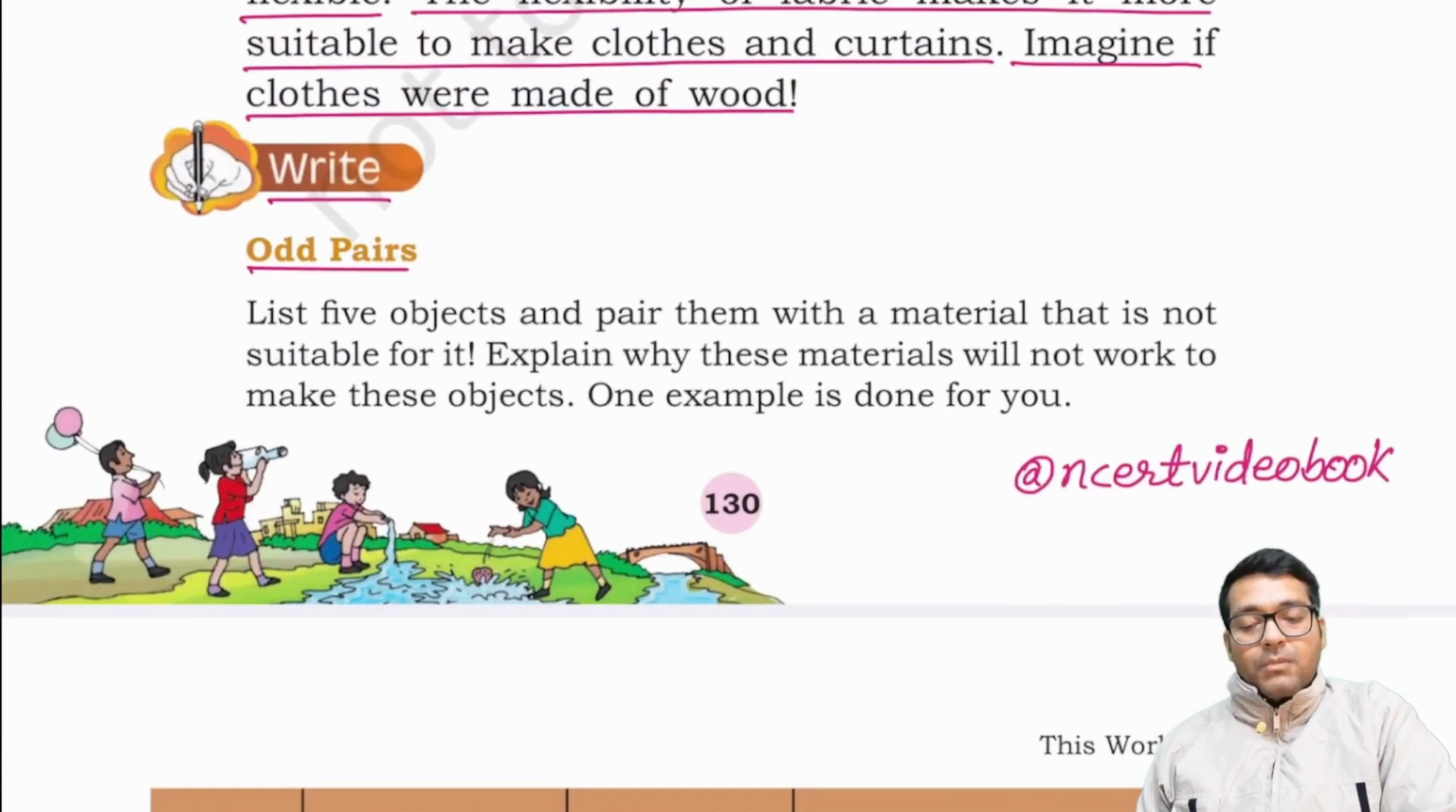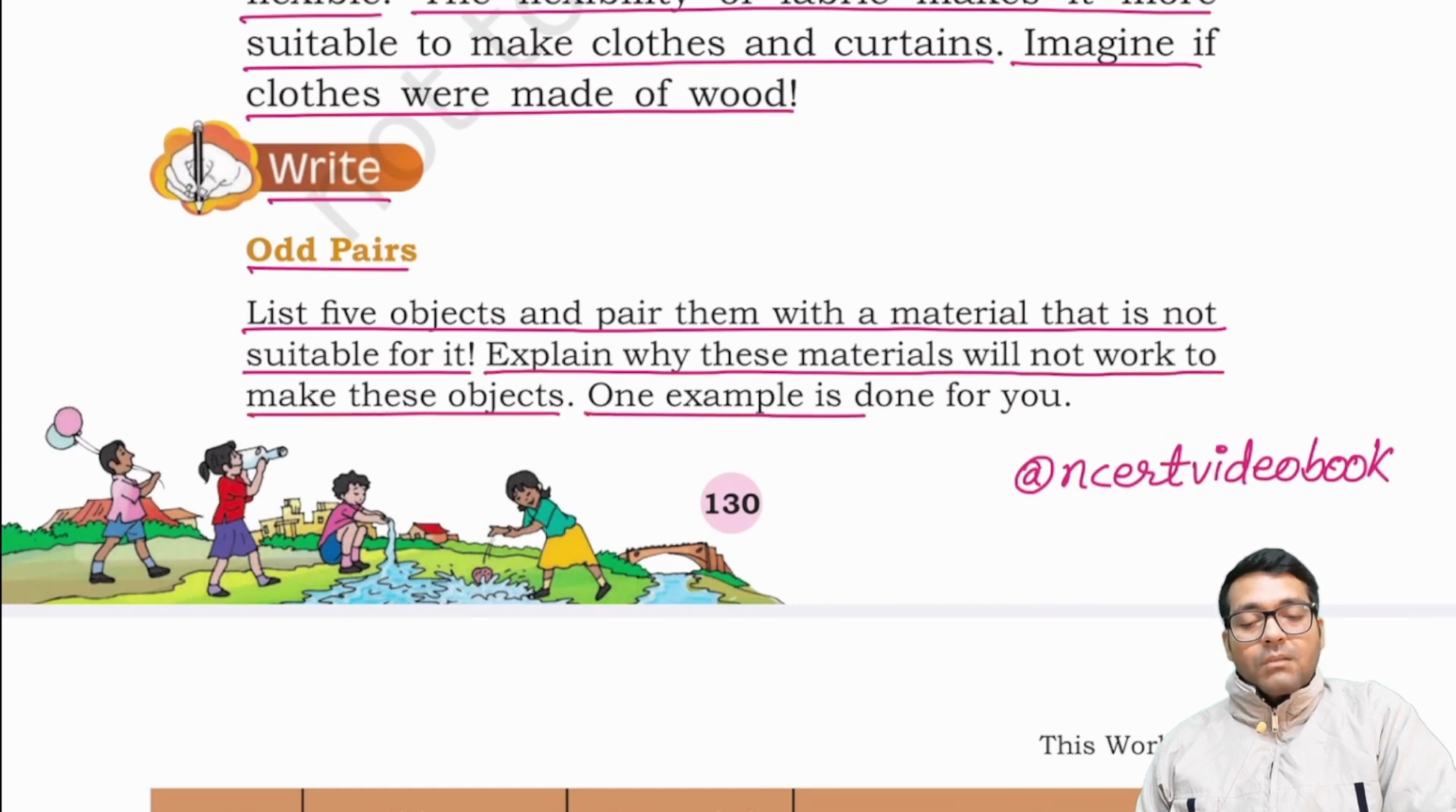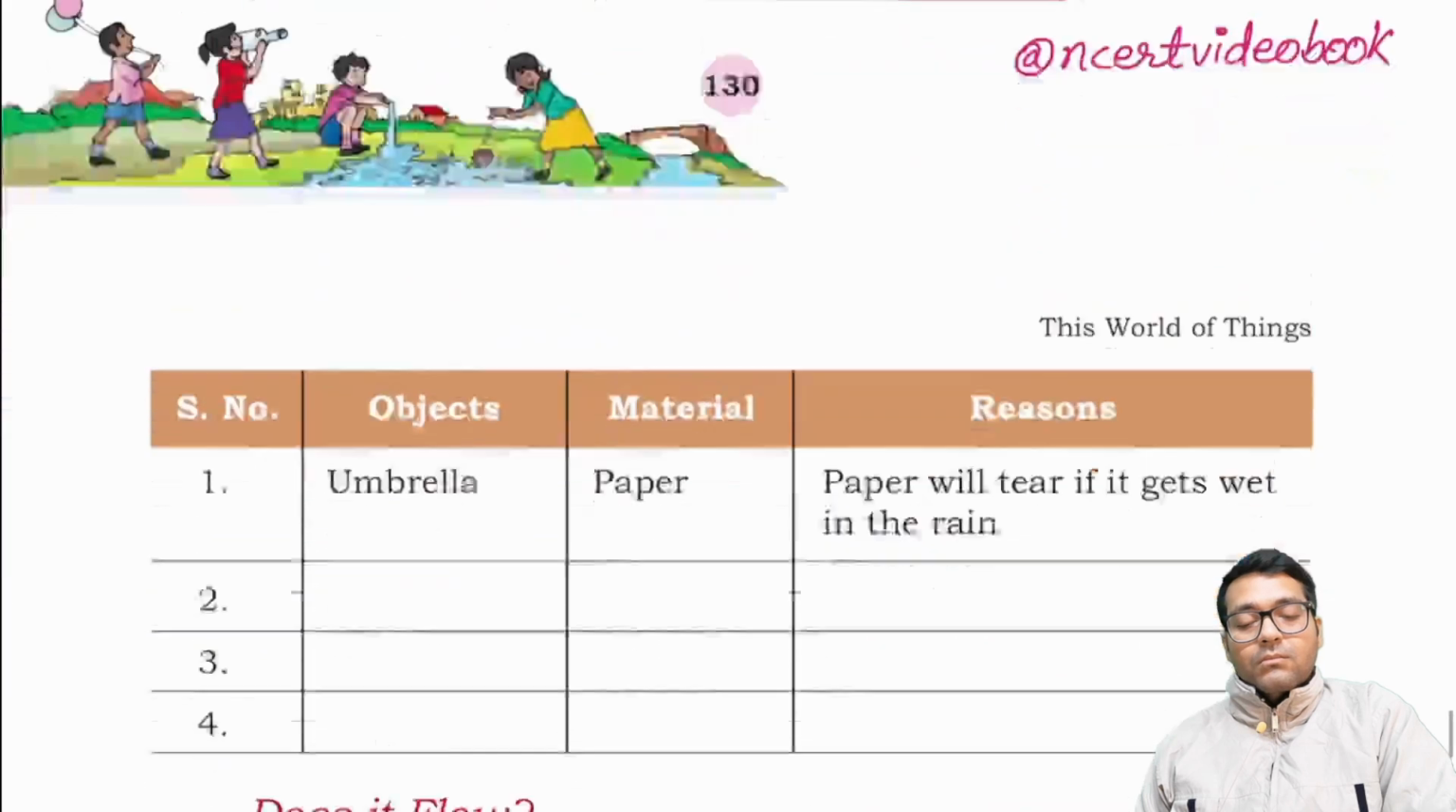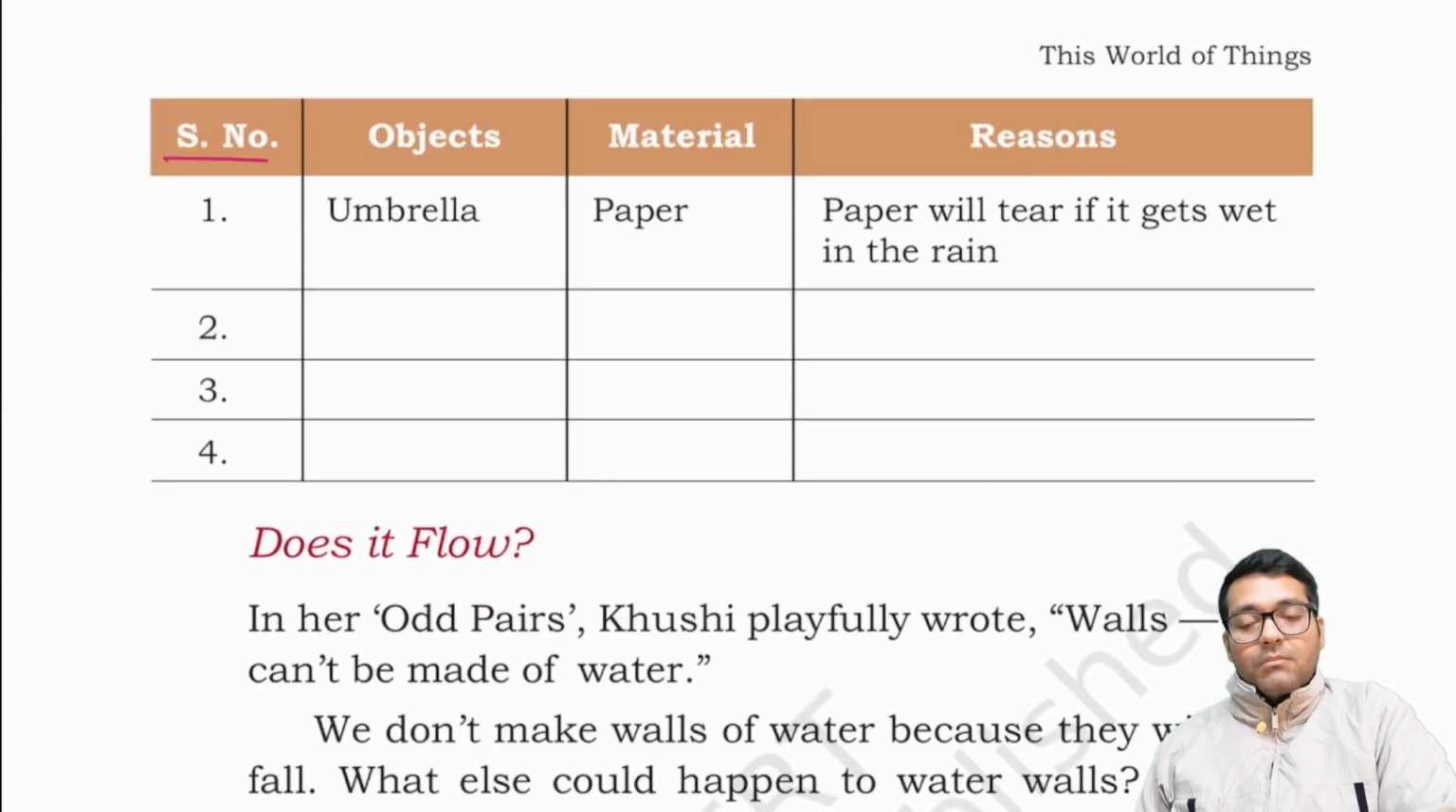Odd pairs. List 5 objects and pair them with a material that is not suitable for it. Explain why these materials will not work to make these objects. One example is done for you. Serial number, objects, material, reasons. 1. Umbrella. Material paper. Paper will tear if it gets wet in the rain.